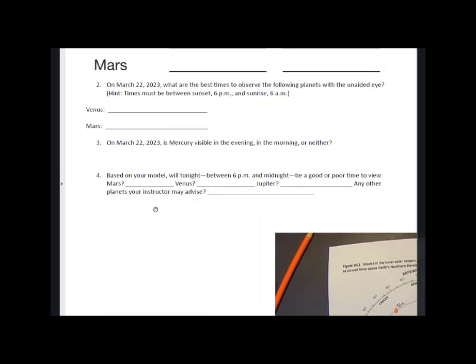Based on your model, tonight, and really what I'm thinking about is either Monday or Wednesday when we do the star party, between 6 p.m. and midnight would be a good time or poor time to view Mars. So yes, we'll see Mars. I'll let you figure out Venus. And Jupiter, you could do Jupiter. For Jupiter, you do the same thing that I did for Mercury and Mars.